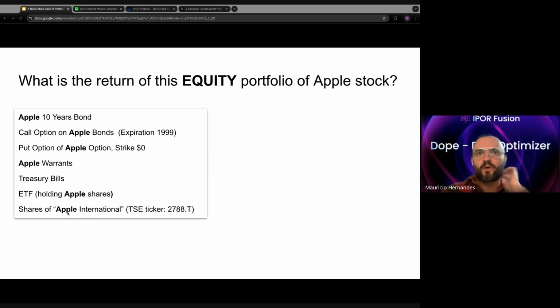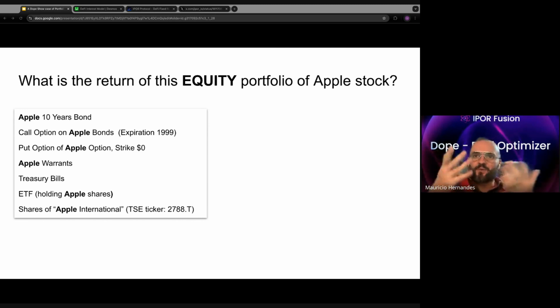I like this last one: shares of Apple International. Apple International is actually a ticker on the Tokyo Stock Exchange. I'm actually based in Japan. So this is a company that happens to be called Apple, but it's another thing in another market, right? You can imagine a token that happens to have the same name on another blockchain.